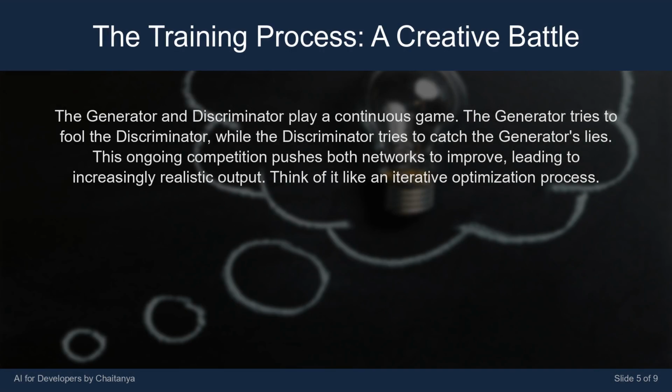The generator and discriminator play a continuous game. The generator tries to fool the discriminator, while the discriminator tries to catch the generator's lies. This ongoing competition pushes both networks to improve, leading to increasingly realistic output. Think of it like an iterative optimization process.